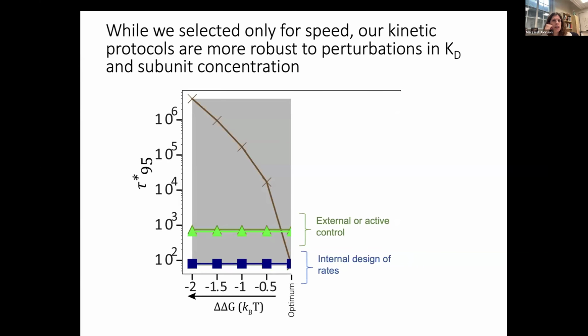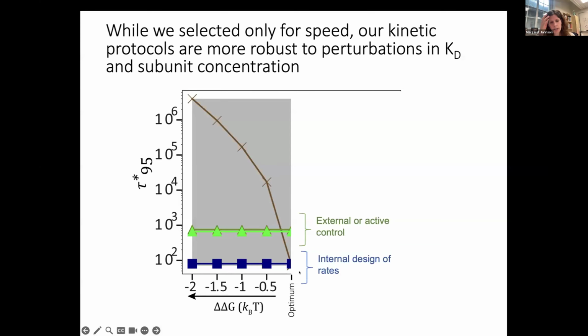Okay, and one cool thing is that, the way that we designed this optimization, all we were selecting for was speed of assembly, and yet what our kinetic protocols actually produced was solutions that were much more robust than this optimal free energy one. The brown curve that I'm showing here is this optimal free energy that balances association and dissociation time. So if you overstabilize the system, if you were to mutate an interface and you made everything more stable, then this one becomes very slow because you introduce kinetic trapping. But my kinetic protocols don't get any slower.